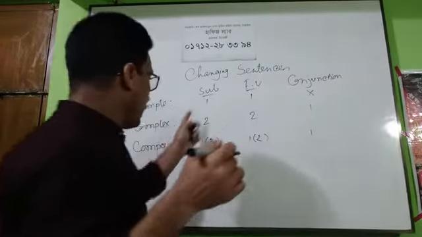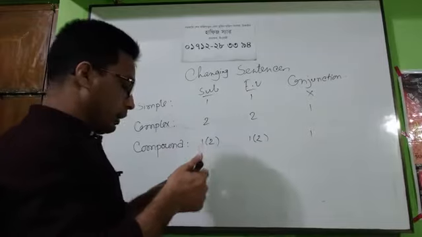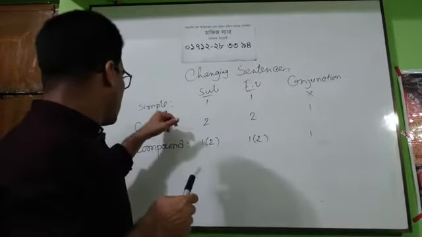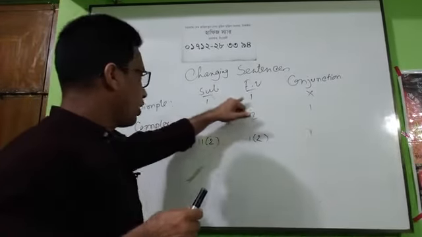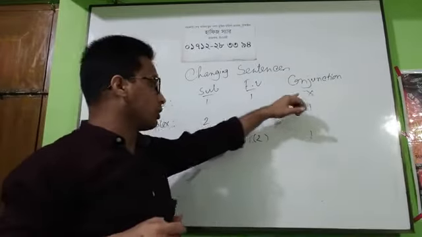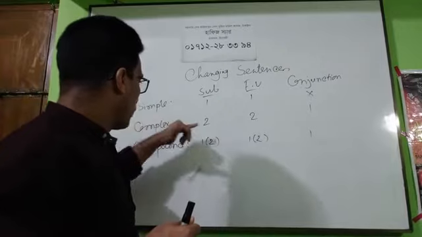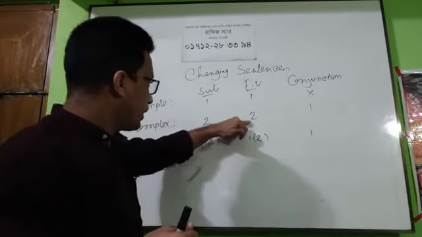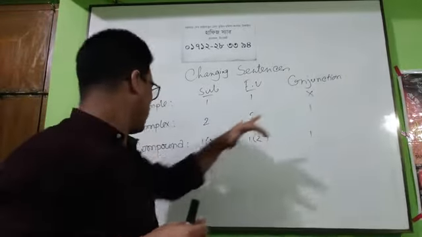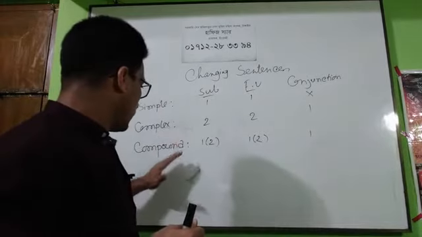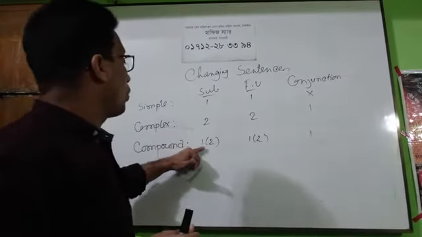Okay, if you see the summary, you can easily understand that simple has one subject, one finite verb, and no conjunction. And in a complex sentence, you must have two subjects, two finite verbs, and one conjunction. And in a compound sentence, in the same way, the subject may be one or two.